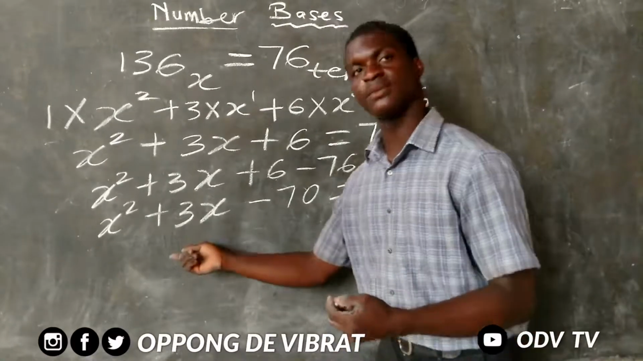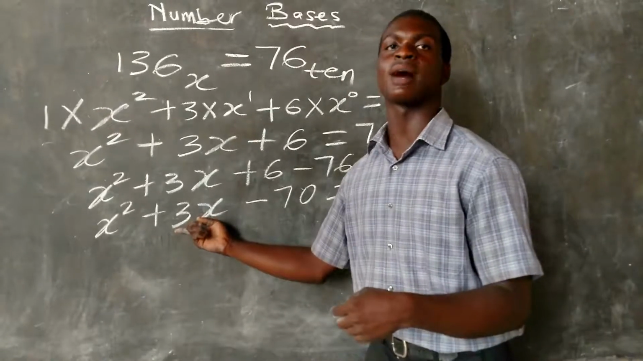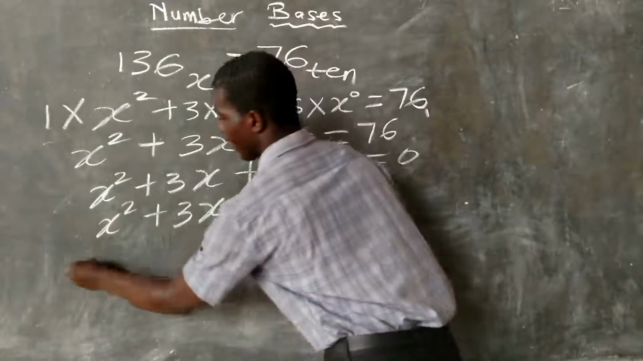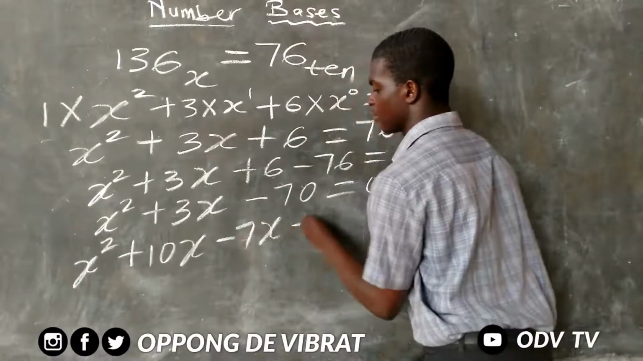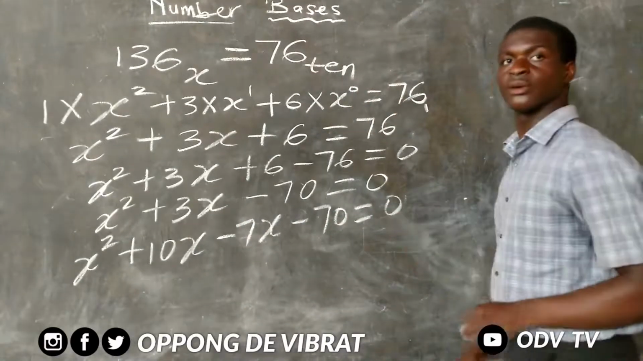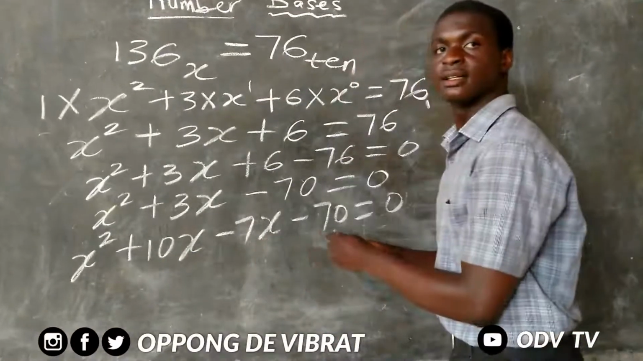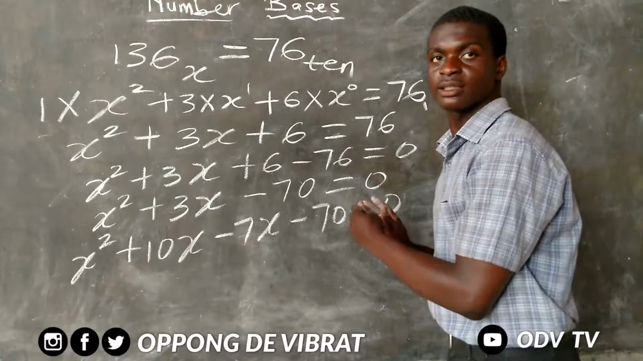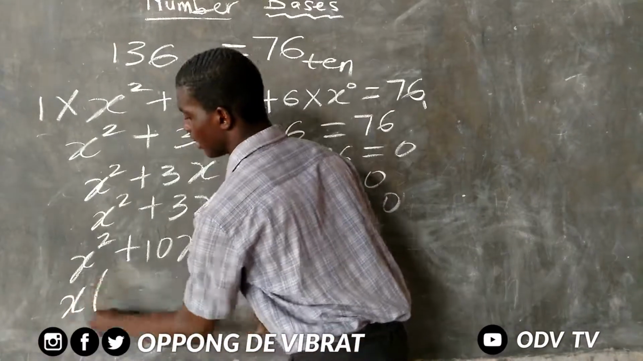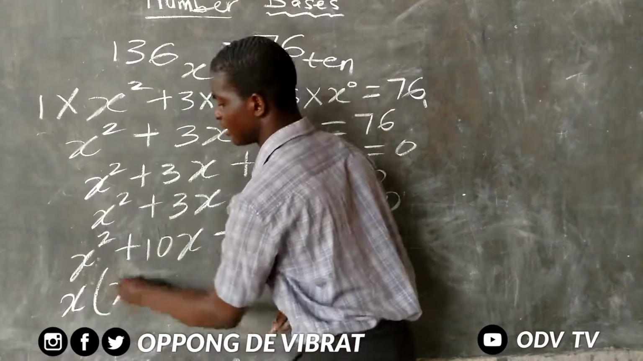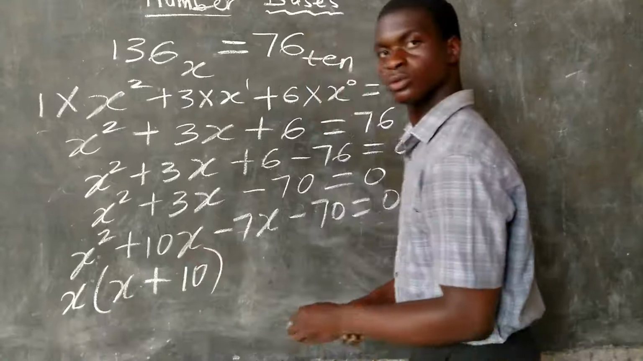10 has to be positive so that 7 becomes negative, so that we will be able to add and have a number as 3. And so we have x squared plus 10x minus 7x minus 70 equal to 0. We have two terms taken into consideration and solve them separately. And so we can factorize x out. When you factor x out, you have x in here plus 10 over here. Bracket close.